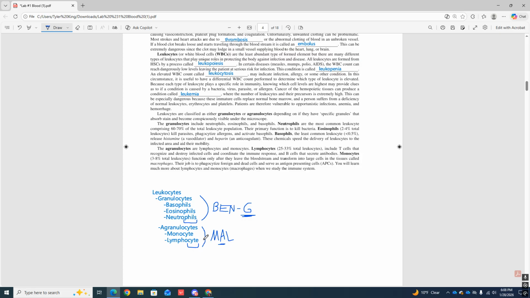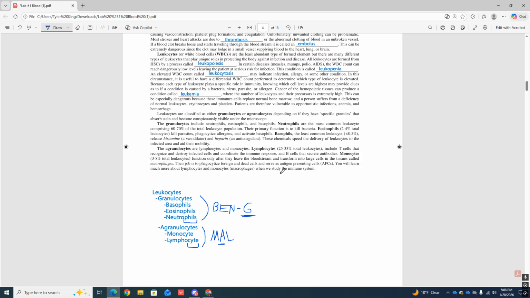C-Y-T-E. So if you see cyte at the end of the name, with the exception of agranulocyte and granulocyte, that means it is going to be part of the category for the agranulocytes. So, MAL, M-A-L, that's your mnemonic here. Ben-G, that's your mnemonic for the granulocytes. Not going to talk about functions on this page.